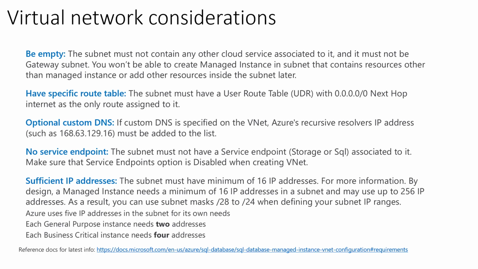You also need to have sufficient IP addresses. The subnet needs to have 16 IP addresses available to it. As I was saying, managed instance needs 16 free IP addresses in the subnet. Azure uses 5 IP addresses in the subnet for its own needs, and then for general purpose, each instance needs 2, and each business critical instance needs 4. So you want plenty of free IP addresses for managed instance.